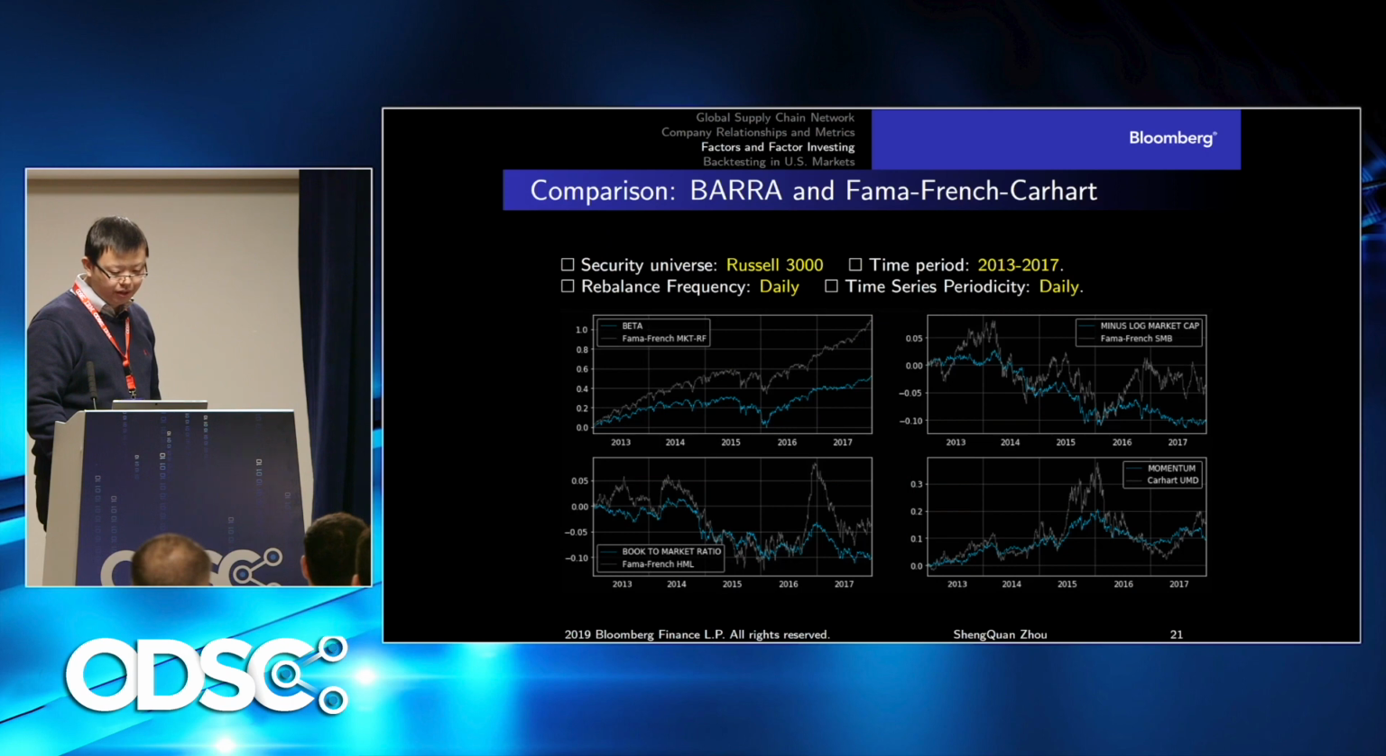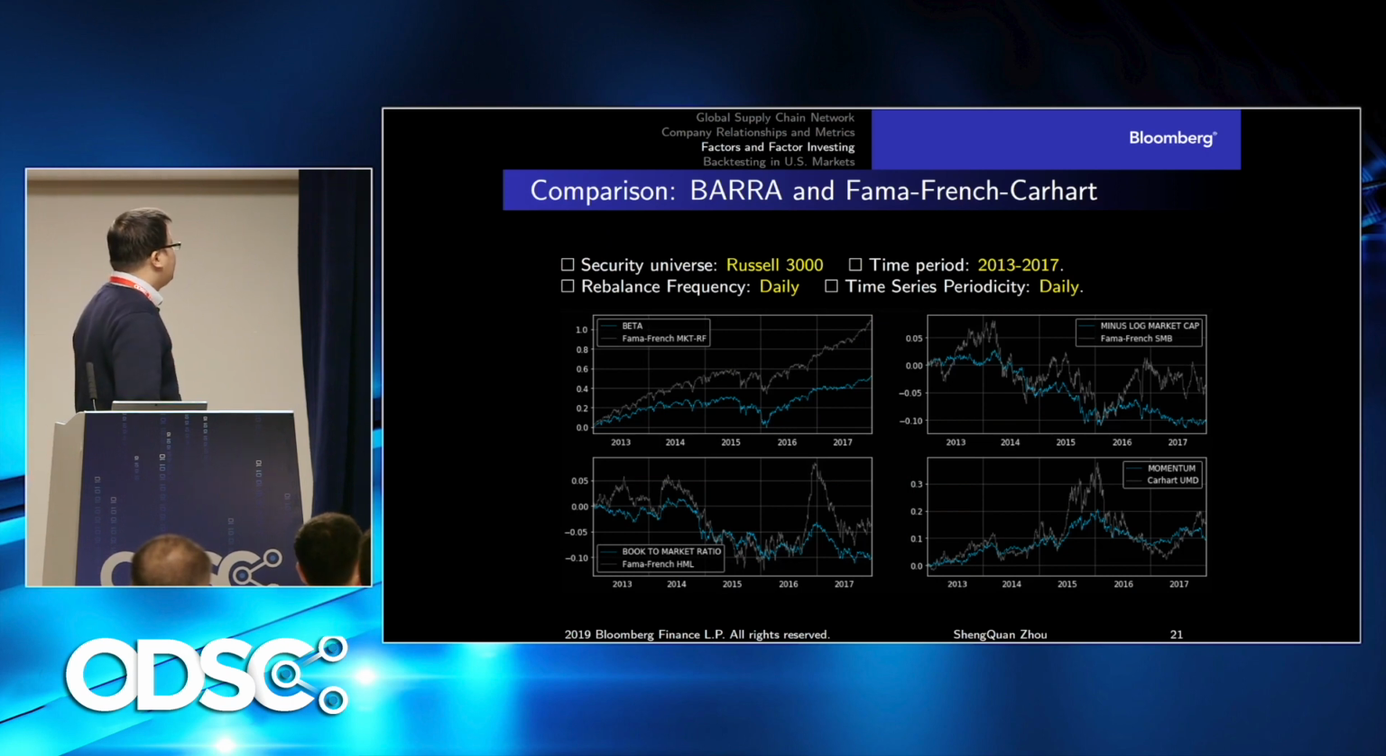Let me briefly show an earlier slide. So here is the test. The security universe is the Russell 3000, with a time period from 2013 to 2017. The rebalance frequency is daily in this case. The four charts show the market beta factor, the market portfolio. The top left is the size, the market cap. The bottom left is the value factor, the book-to-market ratio, and the fourth one is momentum.